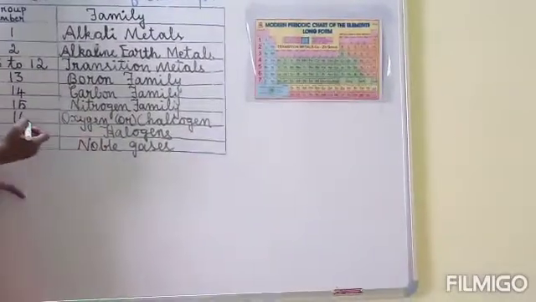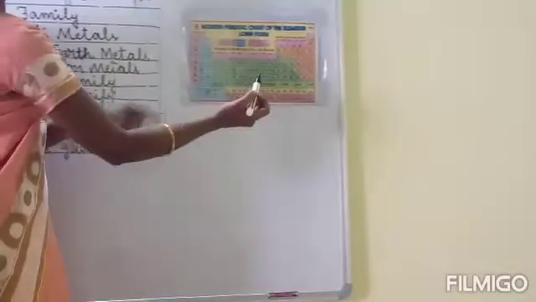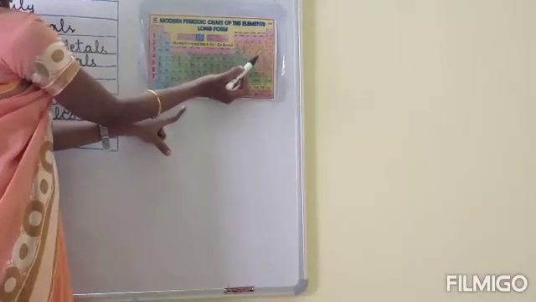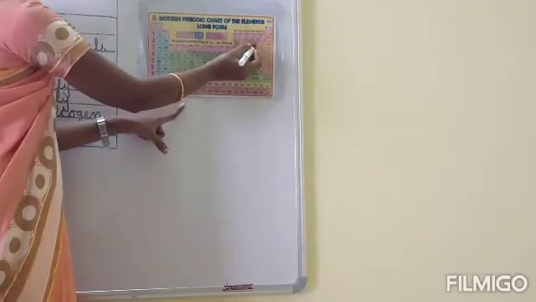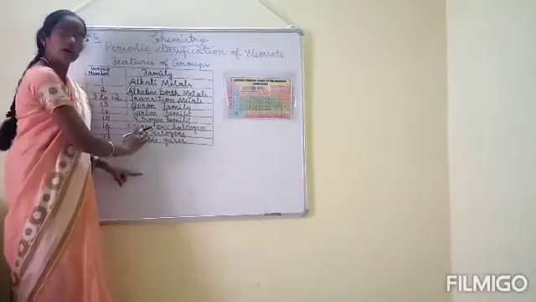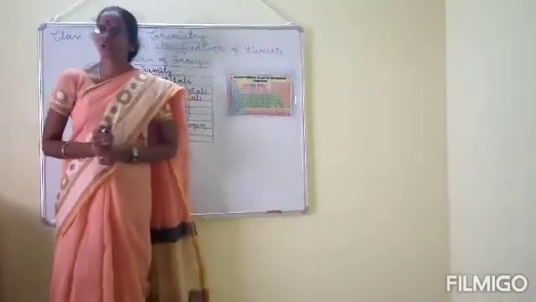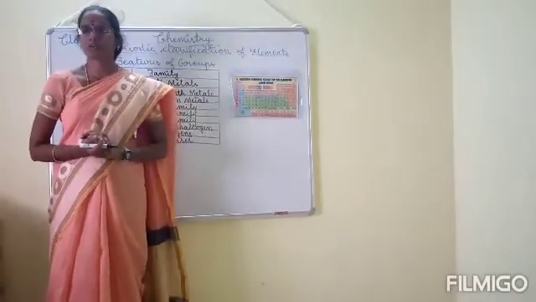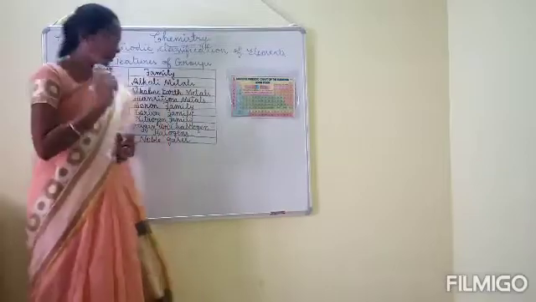Next one, group 16 is called the oxygen family or chalcogens. Where is group 16? This is group 16. The first member is oxygen, then sulfur, and other elements. So group 16 is called the oxygen family, otherwise we can say chalcogen family. What do we mean by chalcogen? This word was derived from the Greek word chalkos. The meaning of chalkos is ore producer.